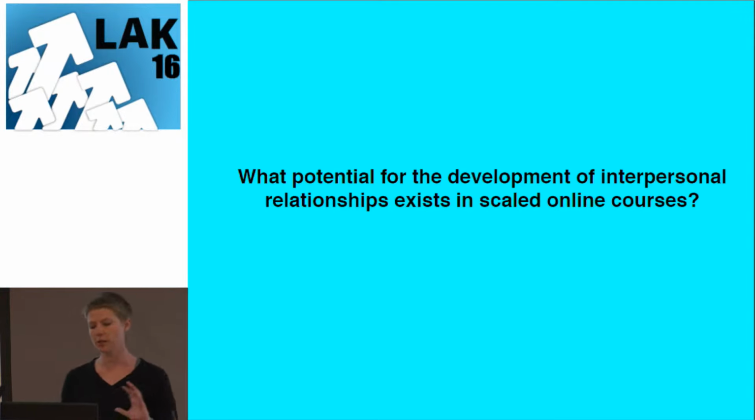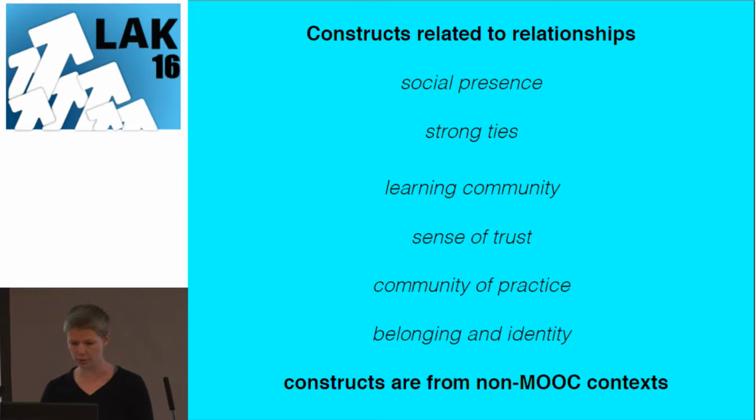Now the question is, when we look at the scaled courses, the learners usually complain with all the complexity and chaos overtaking them. So what is the impact of scale on how people can relate to each other within a course? And there are plenty of constructs that educational research has offered so far. For example, social presence, strong ties, learning community, sense of trust, community of practice, belonging and identity. No problem, just take a construct and try to figure out so what's happening in a MOOC.